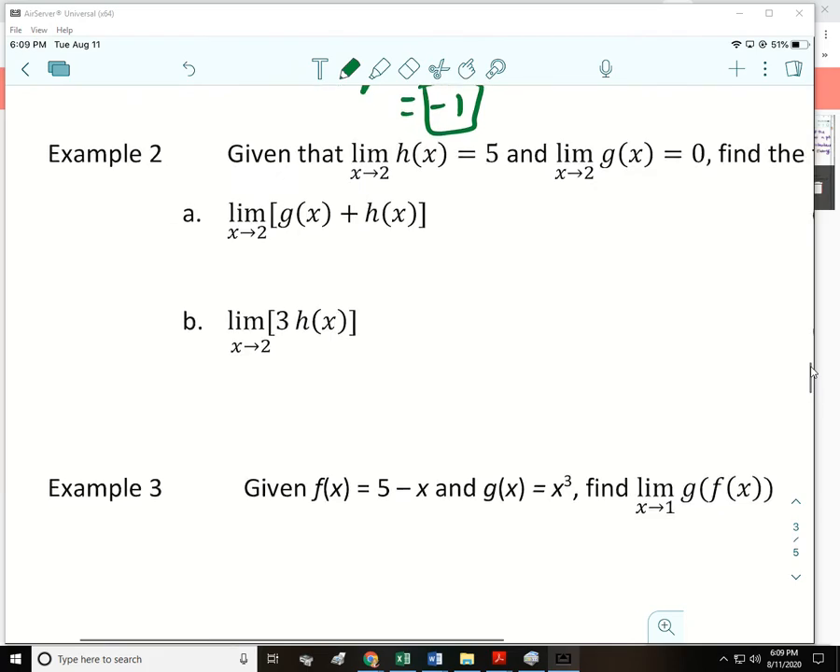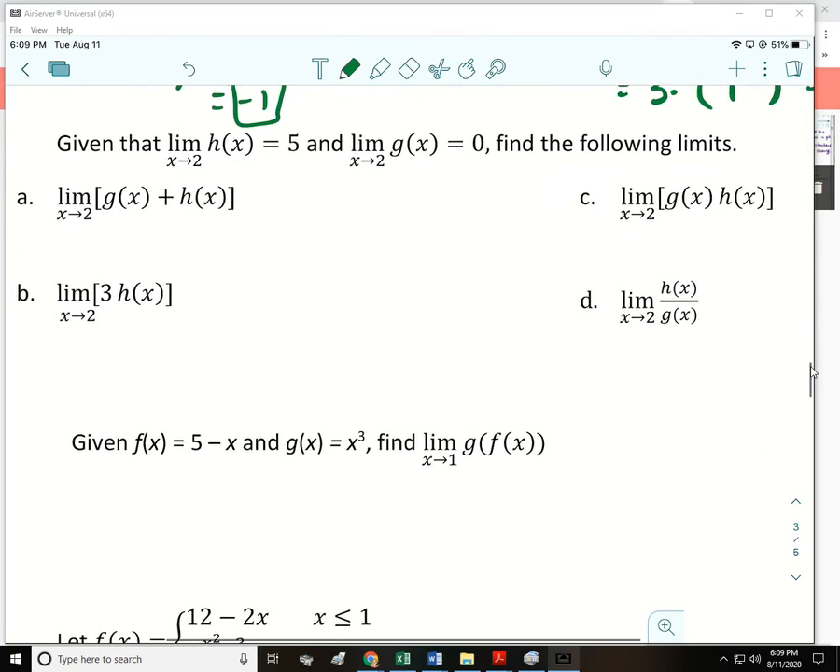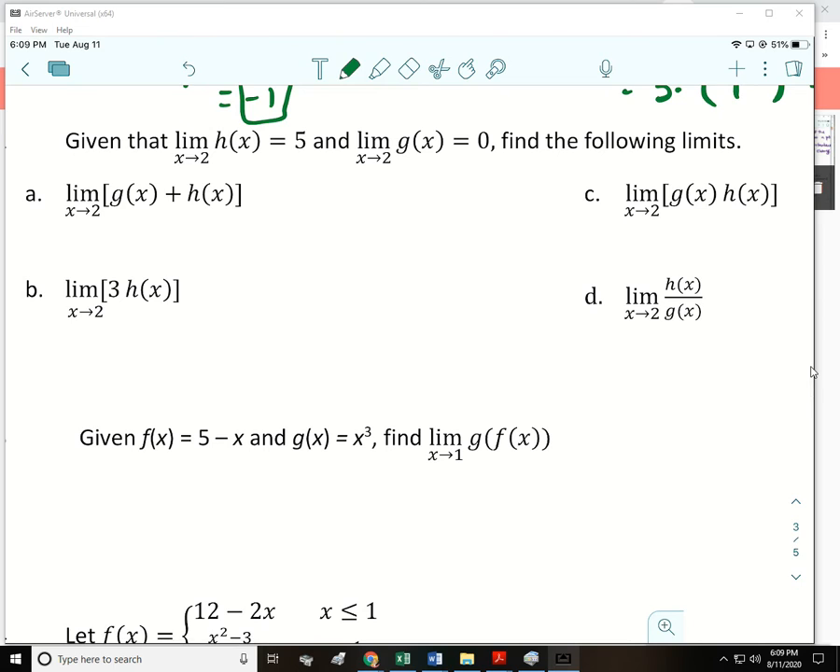Okay, let's look at example 2. Example 2 is using pretty much all the properties. So we know that the limit as x approaches 2 of h of x is 5. The limit as x approaches 2 of g of x is 0. And we're going to find some other limits. So for the a, we have the limit of a sum. So we'll change it to the sum of limits.